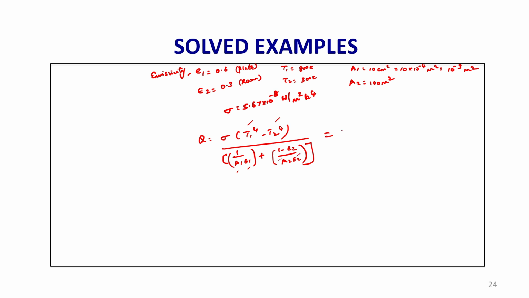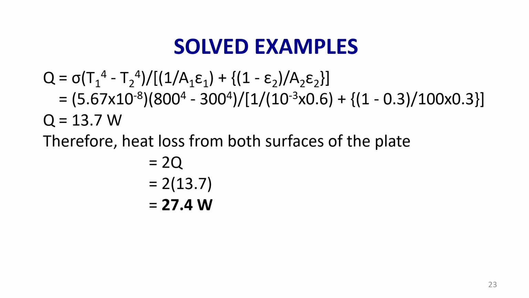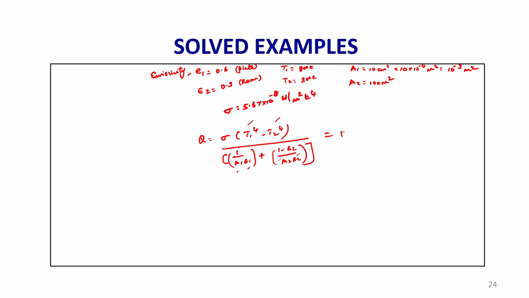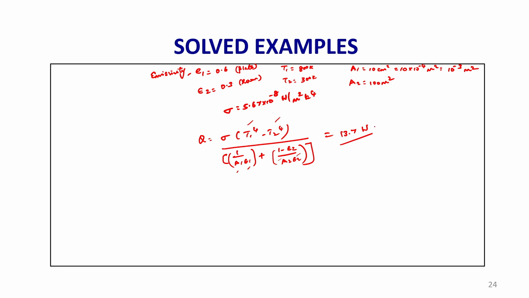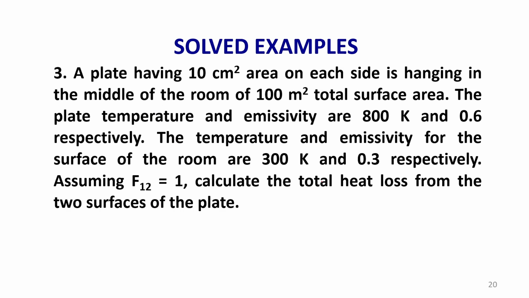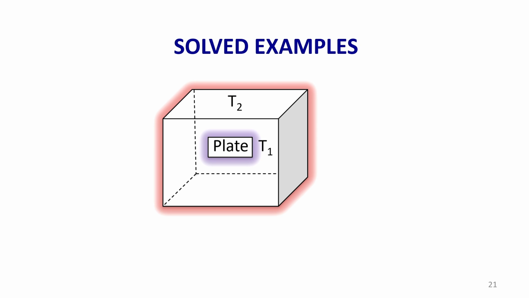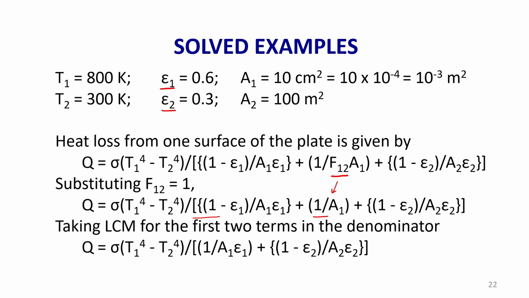So, if you substitute, we will get the value as Q equal to 13.7 watts. This is from one side of the plate. We have been asked to calculate the total heat loss from two surfaces of the plate. So, multiply this value by 2. So, 13.7 watts is the amount of heat lost from one surface of the plate.